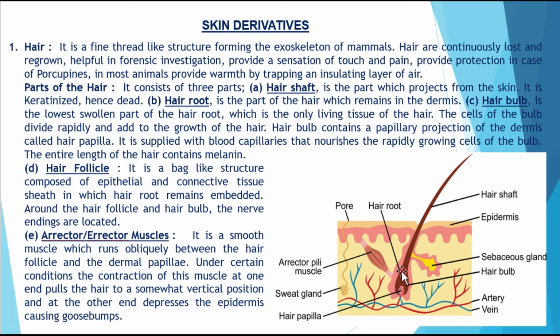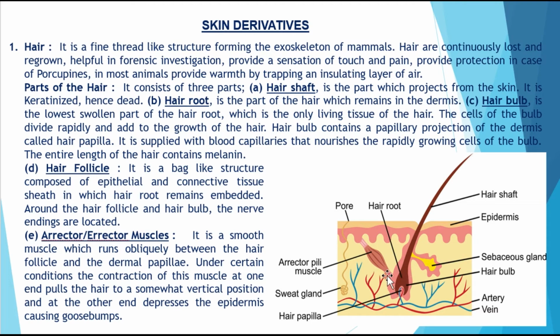Now the hair is lodged in this cavity or bag-like structure which is called the hair follicle. It is made up of an epithelial and connective tissue sheath in which the hair root remains embedded. Around the hair follicle, as you can see, are associated nerve corpuscles and blood capillaries. So when a hair is pulled, you can feel the pain.